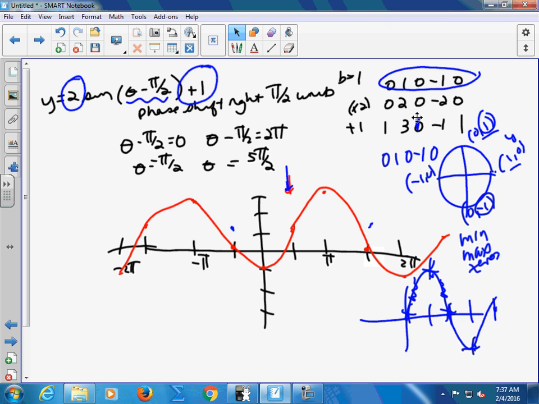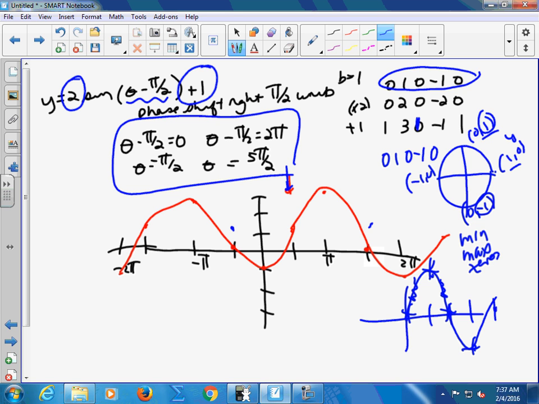Everybody can do this part, right? This is the most important part of this whole thing. Right there. That's where your cycle starts.